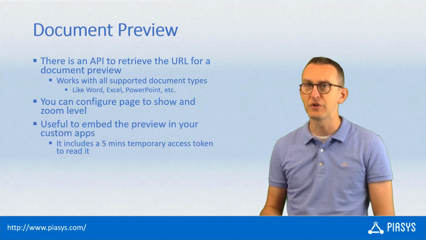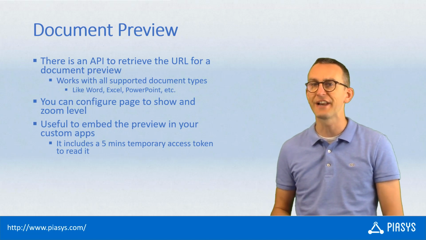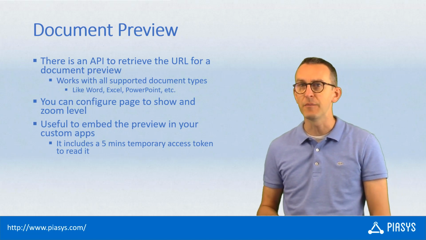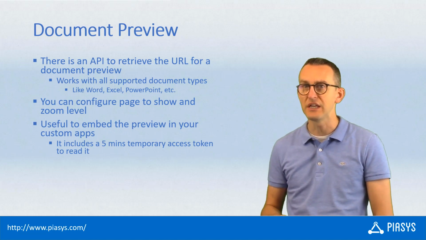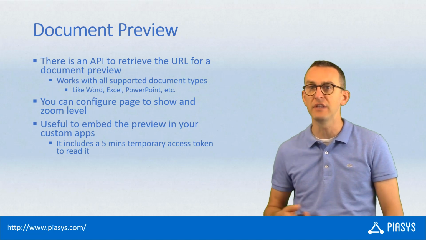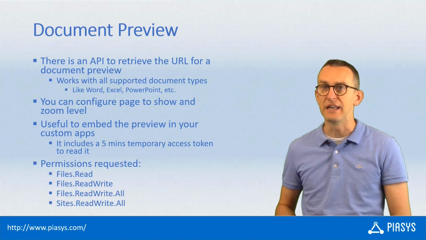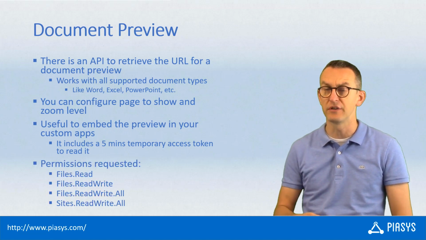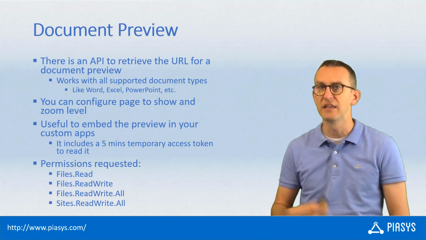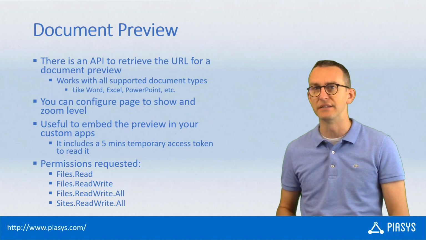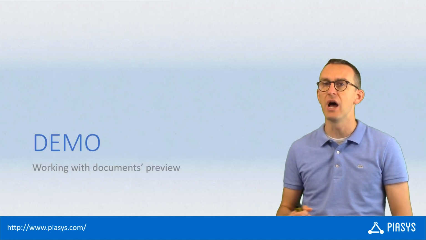When you get a preview, you get back the URL that you can embed in your own custom solutions, and this URL will also include a temporary 5-minute access token so that you will not need to have authentication against Office 365 in the app where you embed the URL. You will simply need to get an access token with proper permissions, as you can see on this slide, like files read, files read and write, in order to get the URL that then you will embed in your application. So let me switch to the demo environment and let me show you how to use this API.